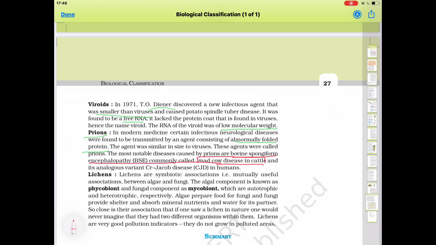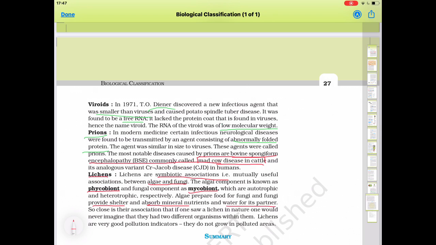Next is lichens. They show a symbiotic association between algae and fungi. The algal component is known as phycobiont, which is autotrophic. The fungal component is known as mycobiont, which is heterotrophic, that is, it depends upon other organisms. Algae prepare food for fungi.